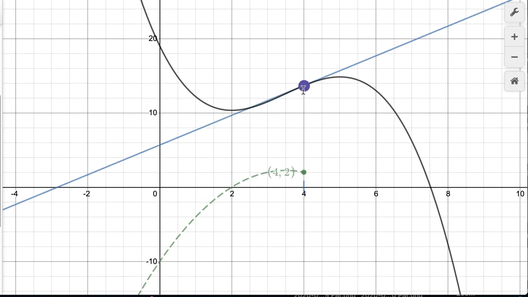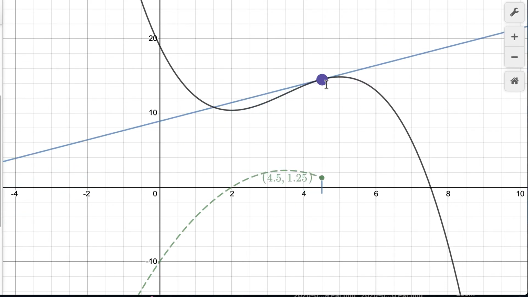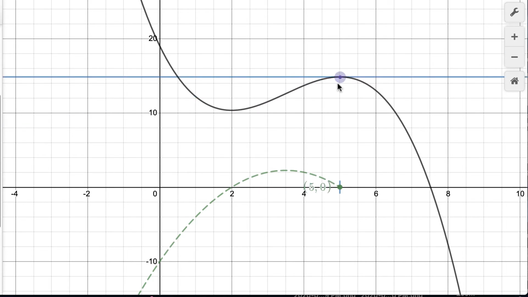And then as I move towards that horizontal tangent over here at x equals 5, now I have another 0 on my derivative.